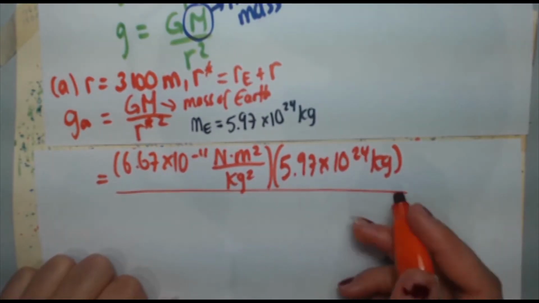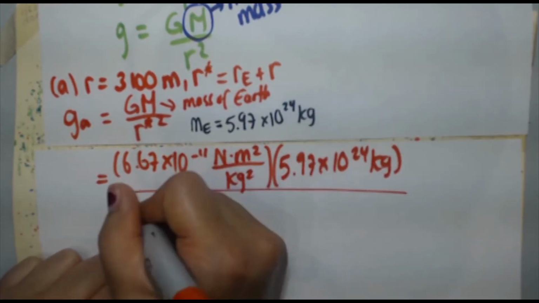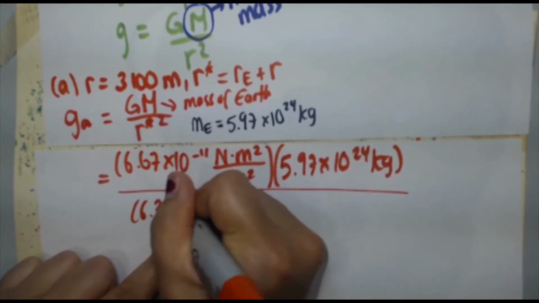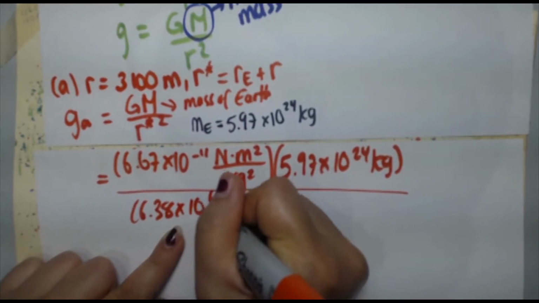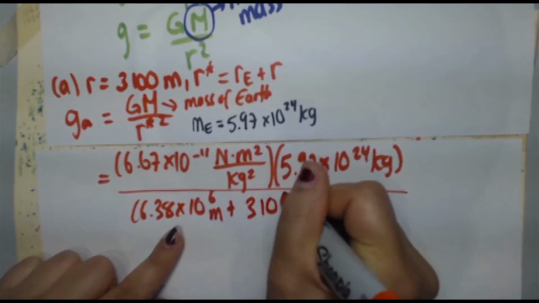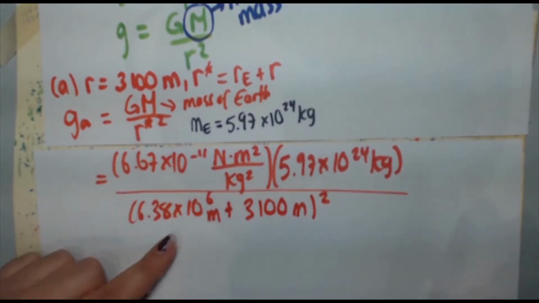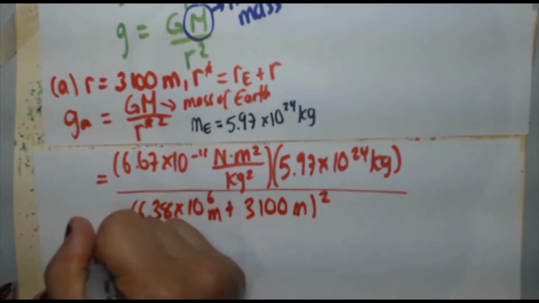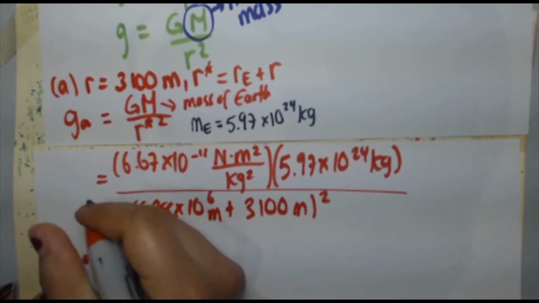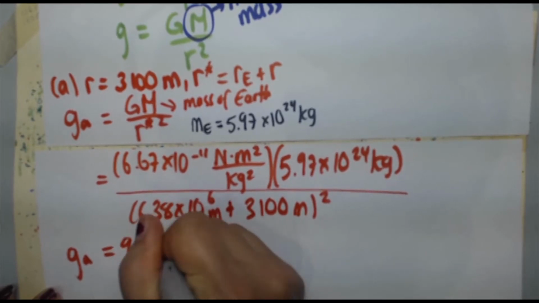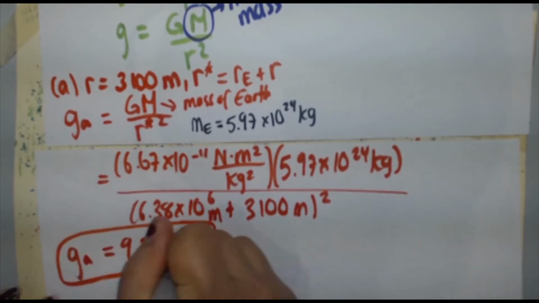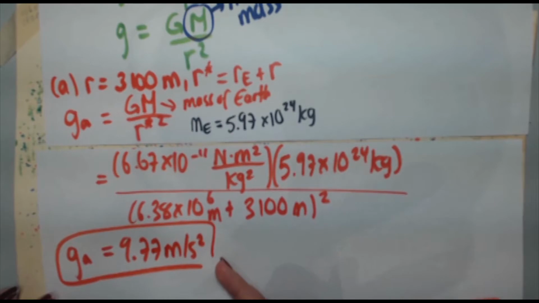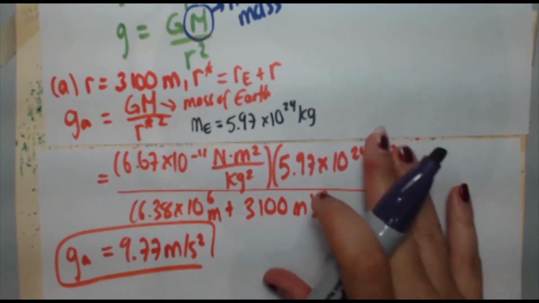divided by r squared. Now my r is going to be 6.38 times 10 to the 6 meters plus 3,100 meters, and that entire thing gets squared. When you plug all this into your calculator, you are going to get that the acceleration due to gravity is 9.77 meters per second squared. And that answer makes sense. It's just a little bit below 9.8, and you're just a little bit above the Earth's surface, 3,100 meters. It really doesn't make that much of a difference in the number.